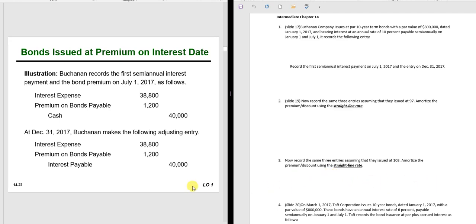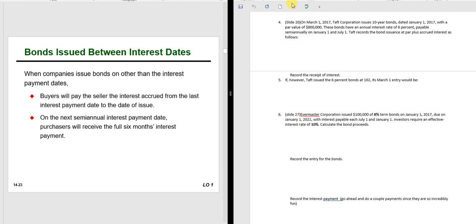Okay, pause it. The next one deals with, which this slide number is wrong, what happens when you sell bonds between interest dates. Think about the coupon bonds where you tear them off. If you sold it to somebody halfway between, let's say they pay on January 1st and June 1st, they're going to be the one tearing off the coupon and sending it in. So what you usually do is add the interest that's actually yours to the selling price of the bond.